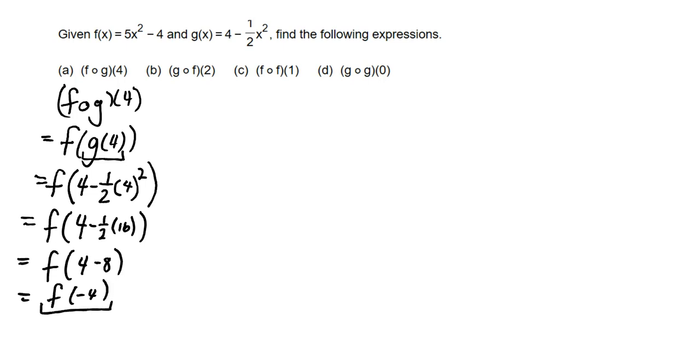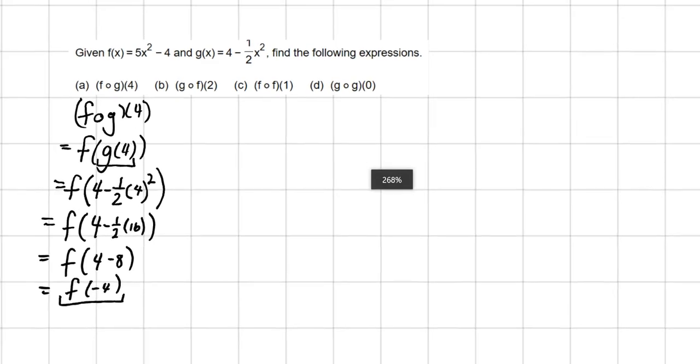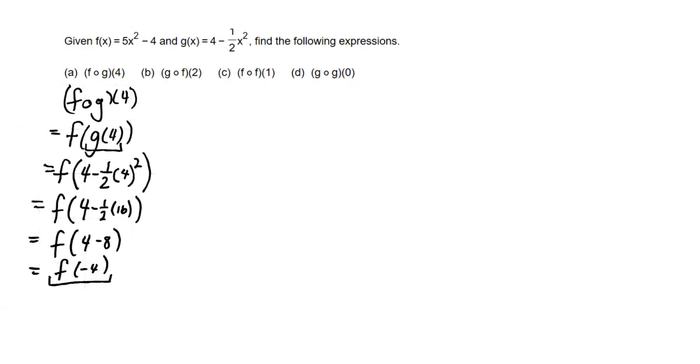Now these symbols tell me what to do next. It says f of -4. So in place of x, I'll substitute a -4 into the function f. That would be 5 times -4 squared minus 4. It's 5 times 16 minus 4. 5 times 16 is 80. And 80 minus 4 would be 76. So f composed with g of 4 is 76.